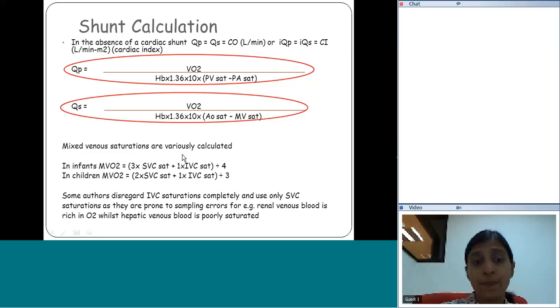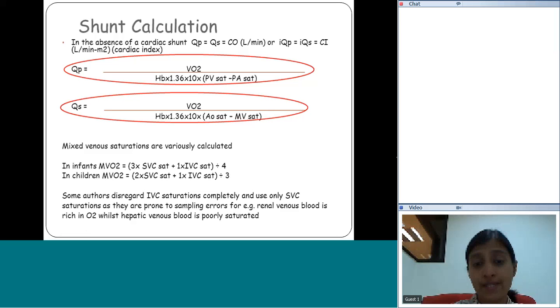Now, in very small babies, we take mixed venous saturation to be 3 times SVC sat plus 1 times IVC sat, the whole thing divided by 4. So you take an average of the SVC and IVC sat. The concept is that in smaller babies, the SVC contributes more to the venous circulation than the IVC. As the child gets bigger, the SVC contribution becomes smaller. So in older children, it is only twice SVC sat plus once IVC sat, divided by 3.